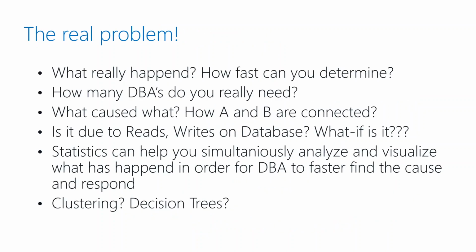So where is the real problem? The real problem is how fast you can determine what was going on, and how many DBAs you really need for that. What caused that? Is it A or is it B, or are those two things connected? And is it due to the reads or the writes on the database, or is it something that just popped in? There are a lot of ways to deal with that.